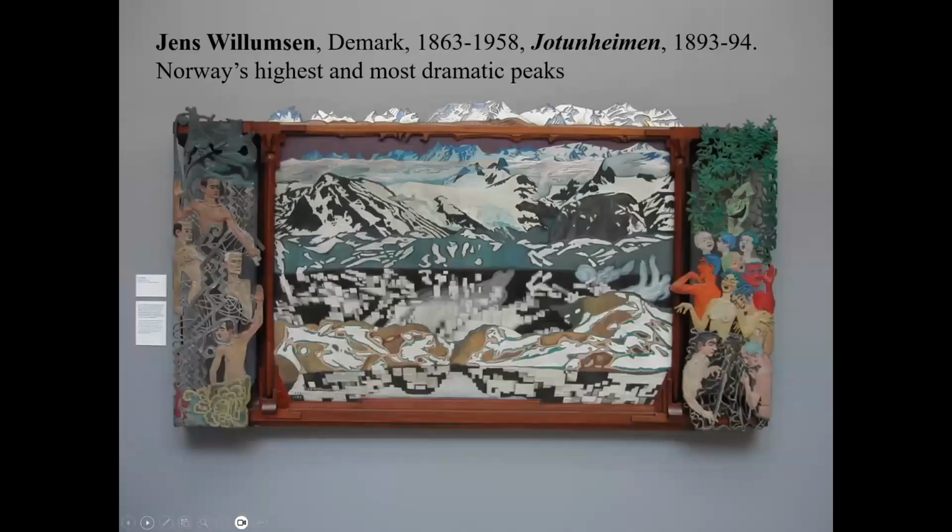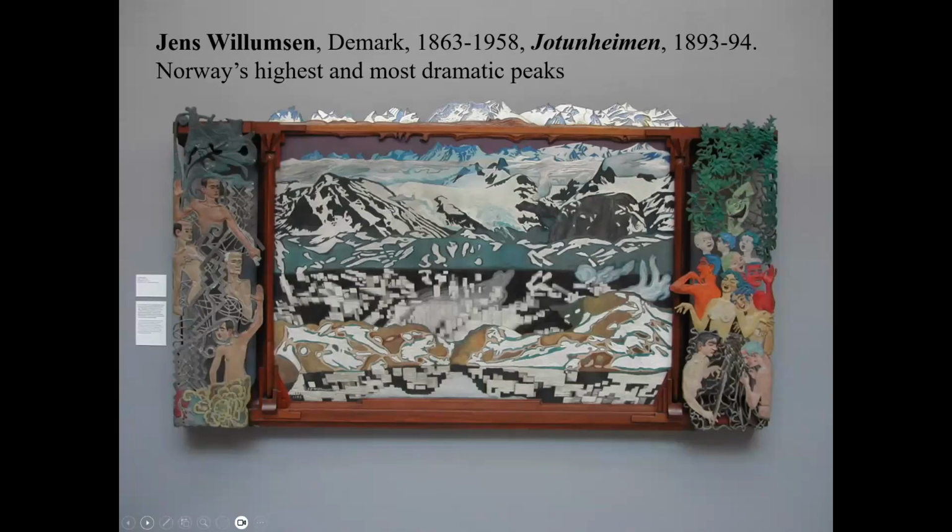This is my favourite painting by Jens Willumsen. It's actually painted in Norway, because obviously, as you probably gathered, Denmark does not have paintings like this. So Jotunheimen is actually a scene in Norway, Norway's highest and most dramatic peaks. It's a really strange painting, because as you can see, it's not attempting to be naturalistic in any way. I wouldn't even say it's trying to create a sort of musicality or mystic quality. It's really almost like patterning.